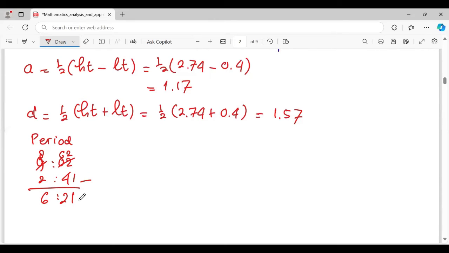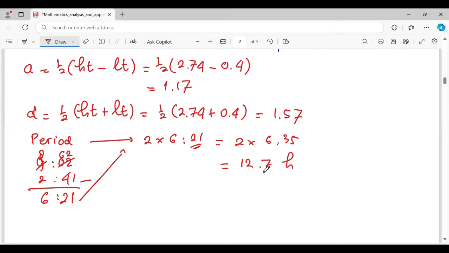So it means the period will be 2 times 6:21, or 2 times 6.35, if 21 minutes converted into decimal becomes 0.35. The result is 12.7 hours. This is the period.